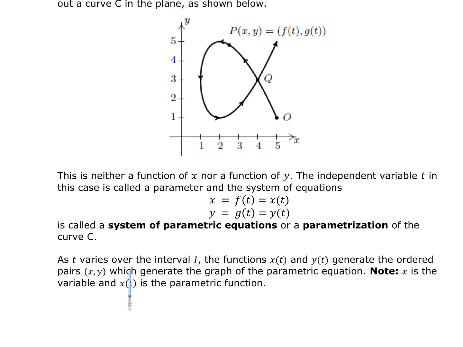Now, as t varies over the interval I, the functions x of t and y of t are generated, and they produce the ordered pairs x, y that produce the graph. X is the variable that is associated to x of t of the parametric equation.